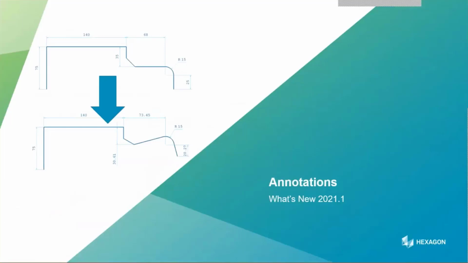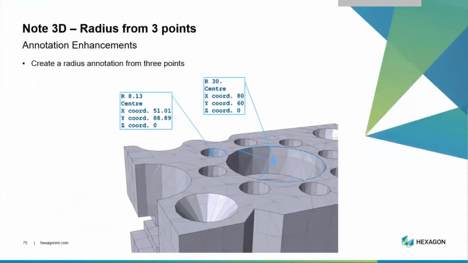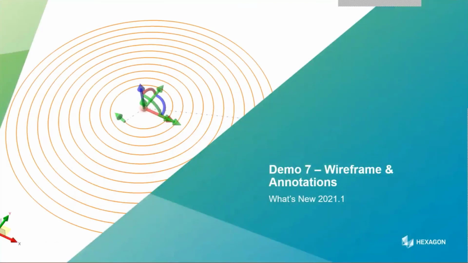And I'm going straight into my annotations enhancements. We've got associative annotations to wireframe. We can now annotate 3D models which are not perfect bodies, so meshes, for example, and pull out the radius and center point from them. And we can create circular crosshair patterns on solid bodies and on circular wireframe drawings. So that's an enhancement to the crosshair command, the cross command.